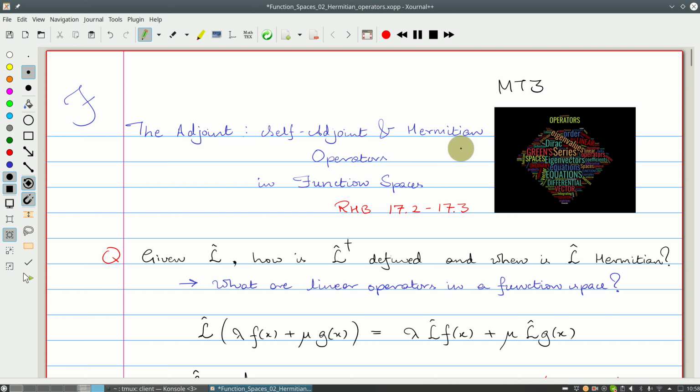Hermitian operators are special in function spaces exactly in the way they are special in finite dimensional vector spaces. I have left it to you to prove that the eigenvalues are real. I've left it to you to prove that the eigenfunctions are orthonormal. And I've taken it for granted that the infinite eigenfunctions of a Hermitian operator will form a complete basis for our space. And therefore, we can expand any function f of x in this space in terms of this complete basis. So we'll stop here.